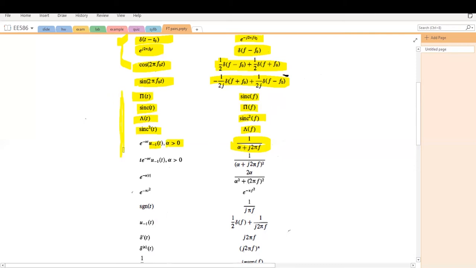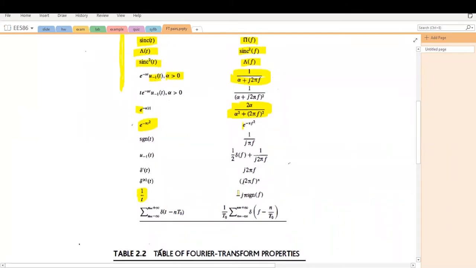And all of it has been derived in our textbook. There are some details. Feel free to review them as well. And e to the power minus alpha absolute value t has a Fourier transform here, you're free to use it. And 1 over t has the Fourier transform minus j pi sign f.